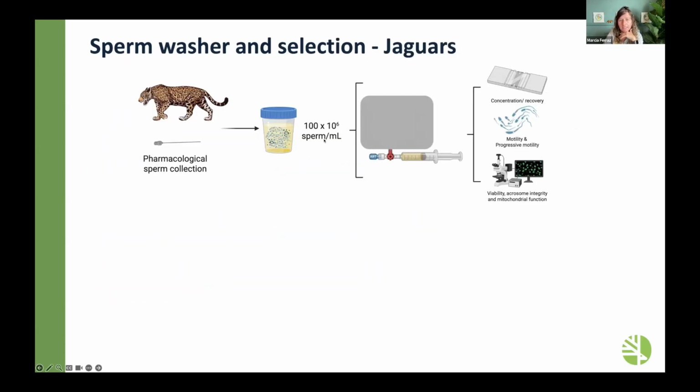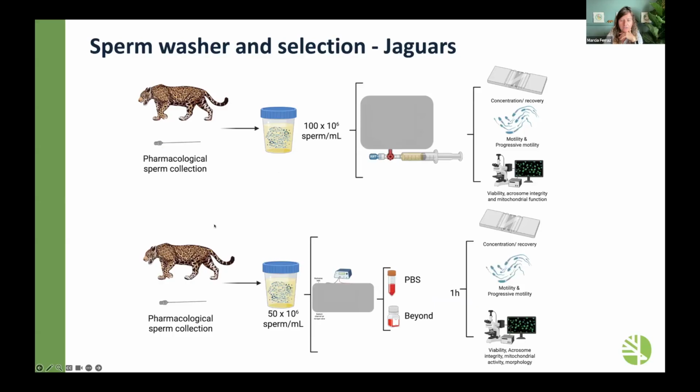We did get the sperm at 100 million per ml for the washer and then checked all the characteristics. We also tested the selection of the jaguar sperm, because for the jaguar we didn't have much sperm for that, and we also wanted to preserve those. We didn't compare with swim up or centrifugation in this case. First, because we didn't have the equipment where we were collecting those samples. And second, because we didn't want to waste the samples.